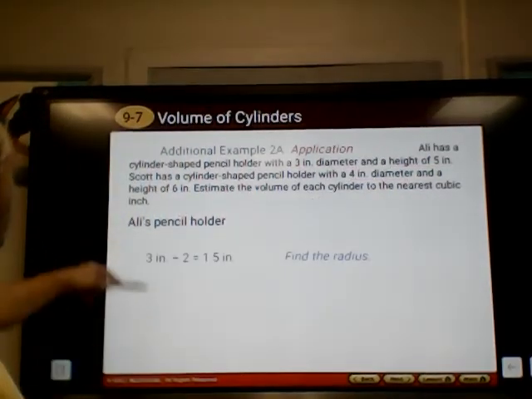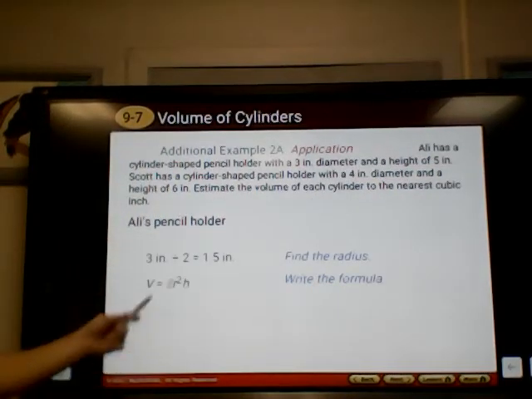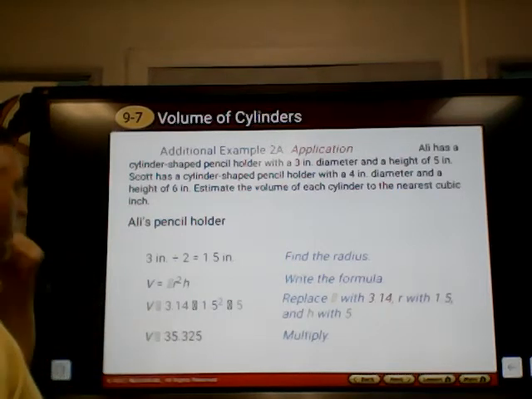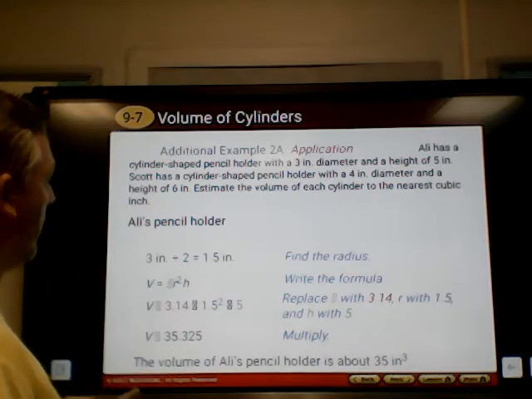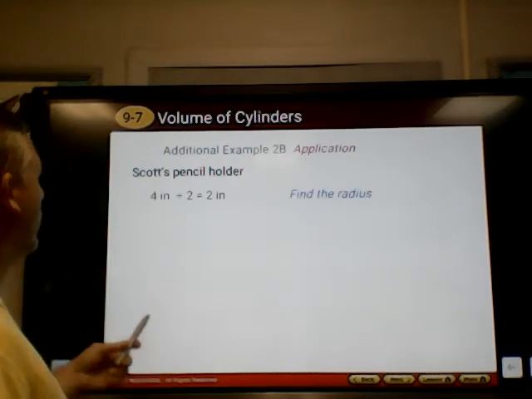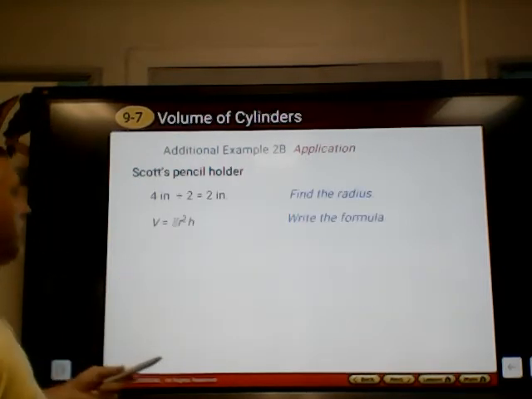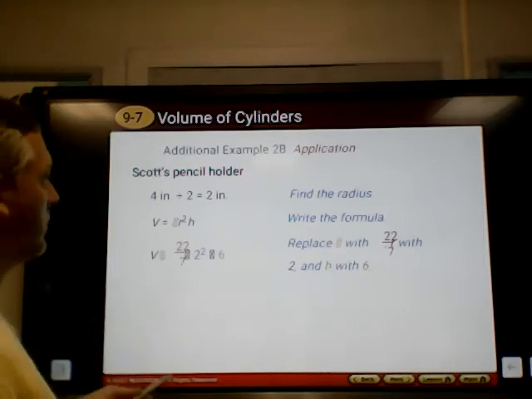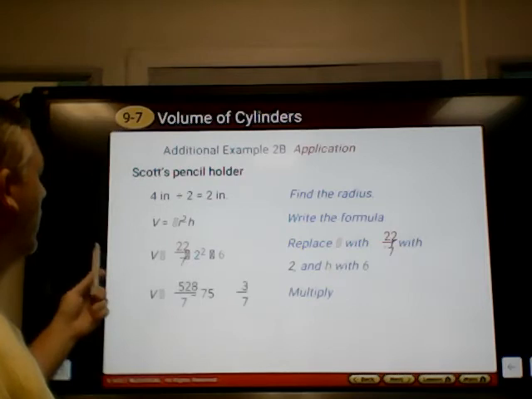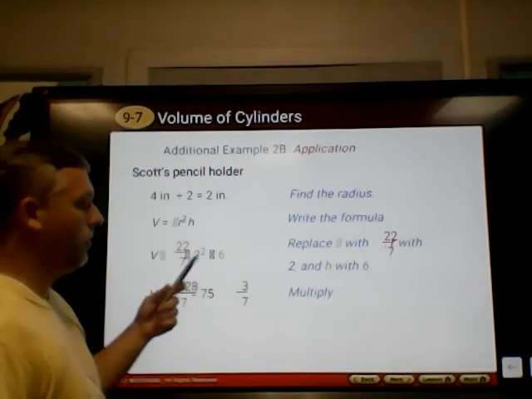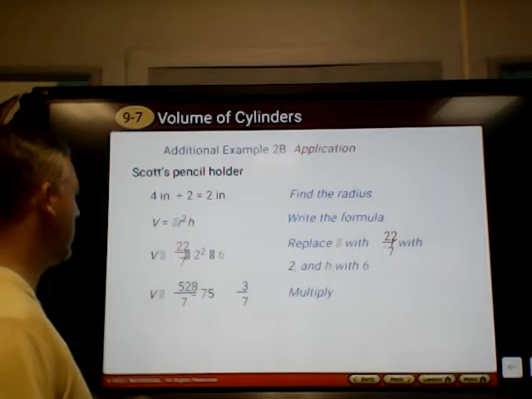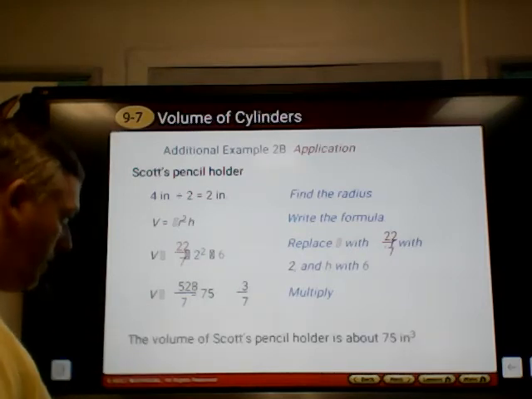So if you do this, you can find the radius is 1.5. You write the formula. You just replace it in. You solve it. 35.3 or around 35. If you do Scott's, you find the radius. You plug into the formula. Use 3.14. I would not use 22/7 just for your sake, unless you're a person who does fractions with canceling, then it makes it easier. But if you don't cancel, stick with 3.14.